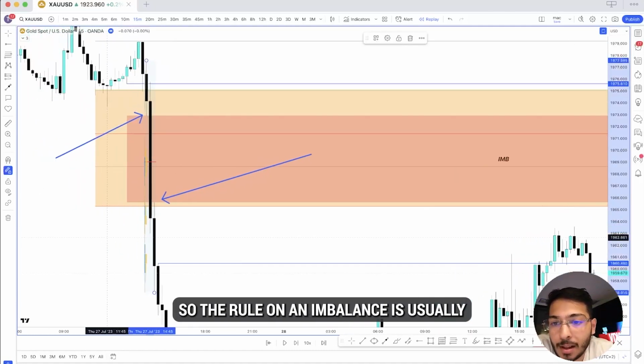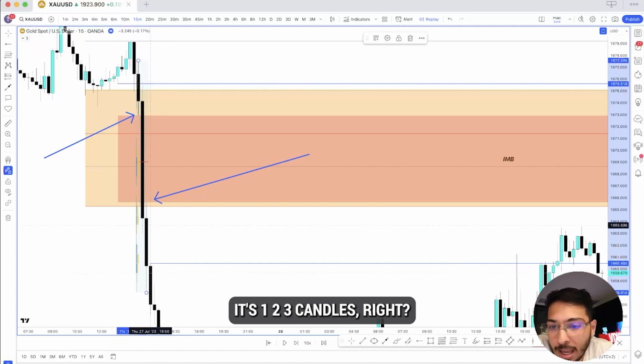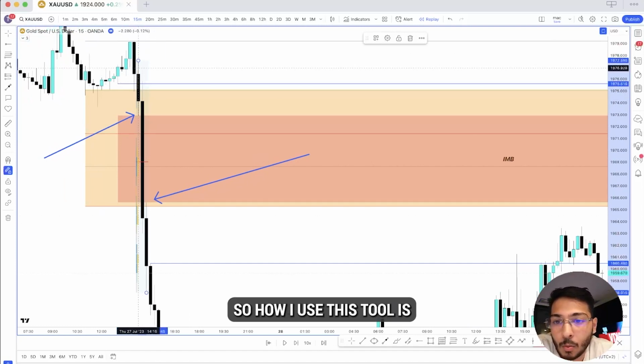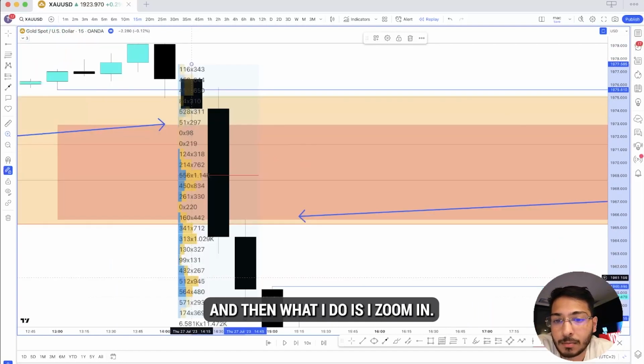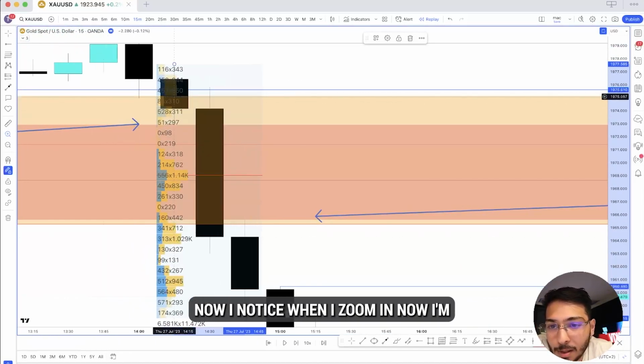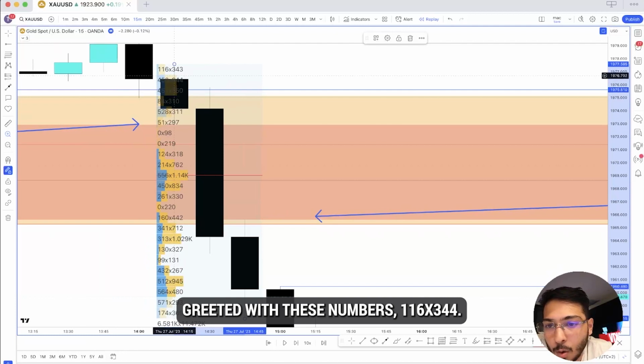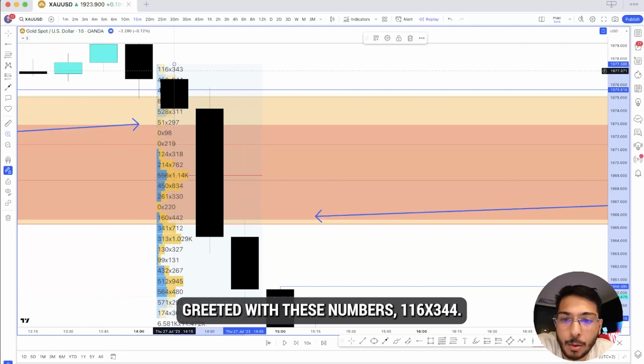So the rule on an imbalance is usually 1, 2, 3 candles, right? So how I use this tool is I measure these 3 candles, and then I zoom in. Now notice when I zoom in, now I'm greeted with these numbers, 116x344.